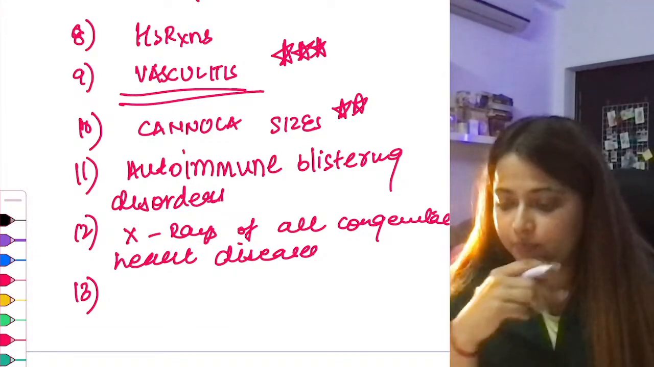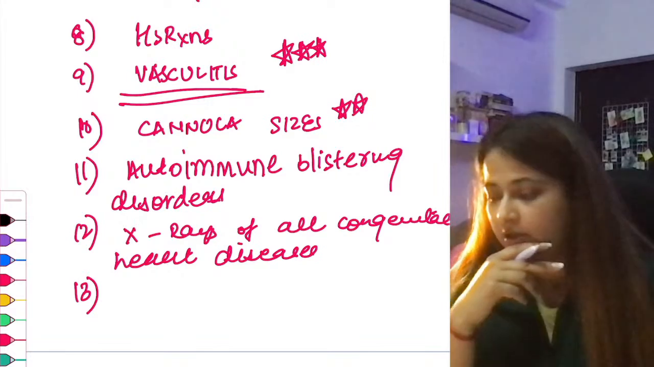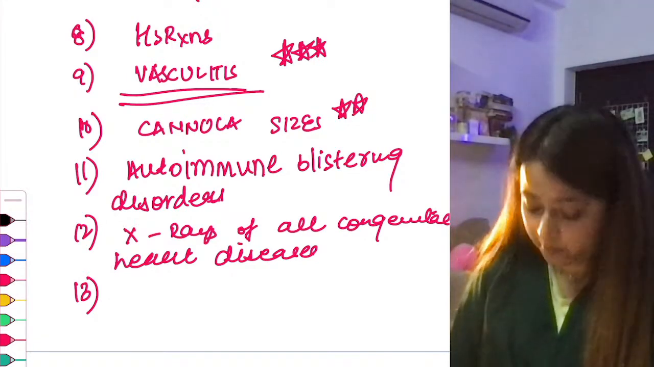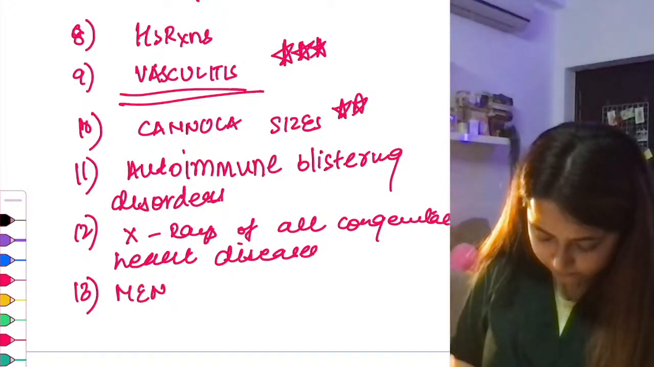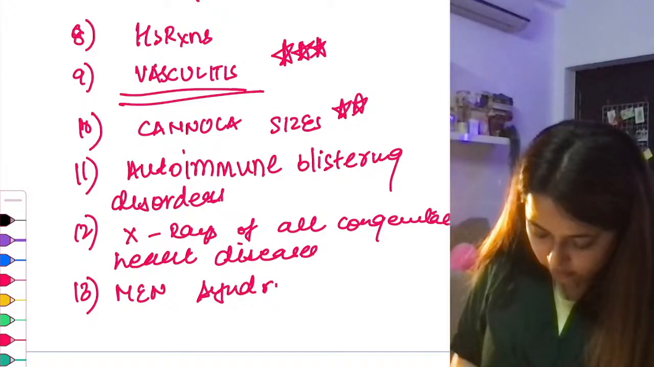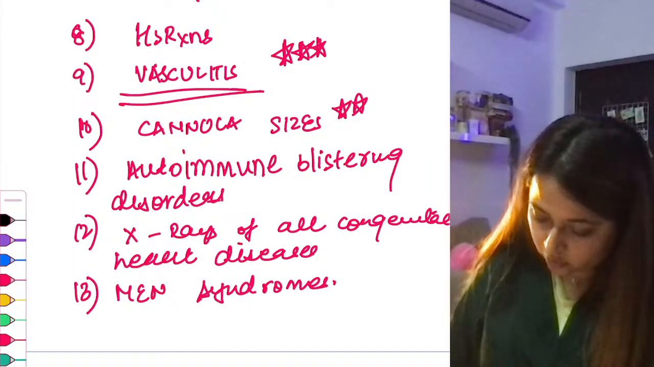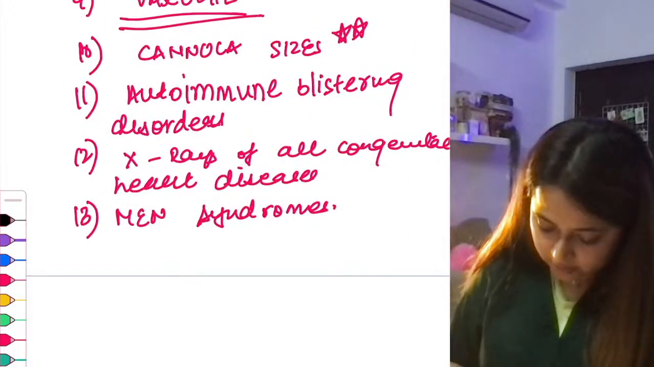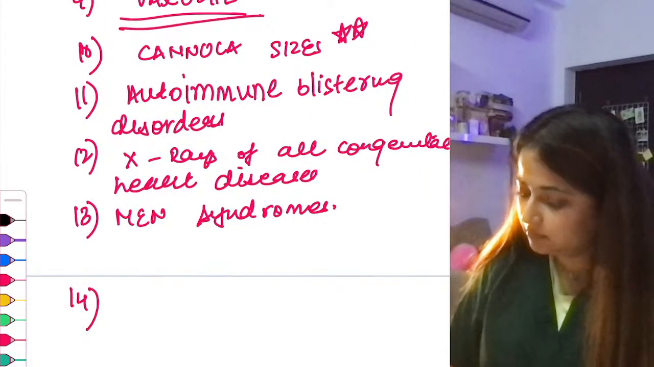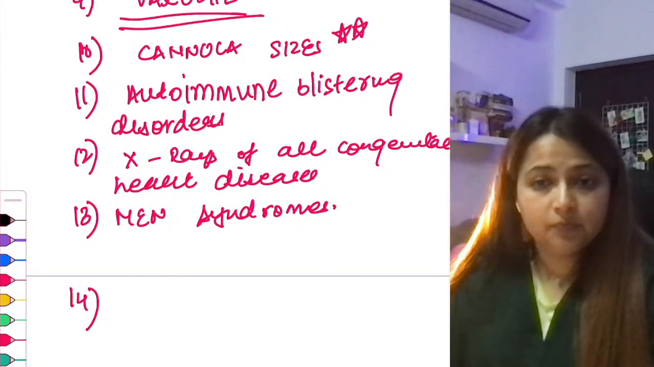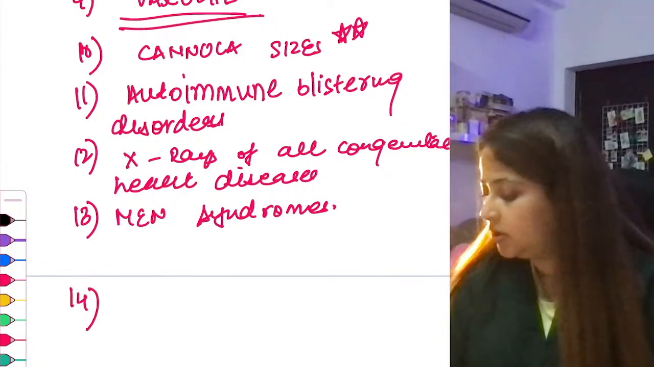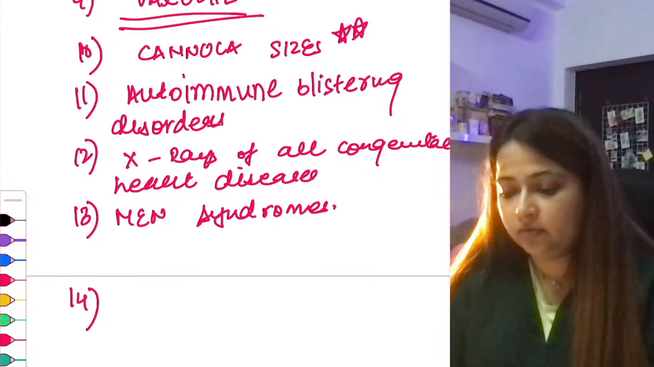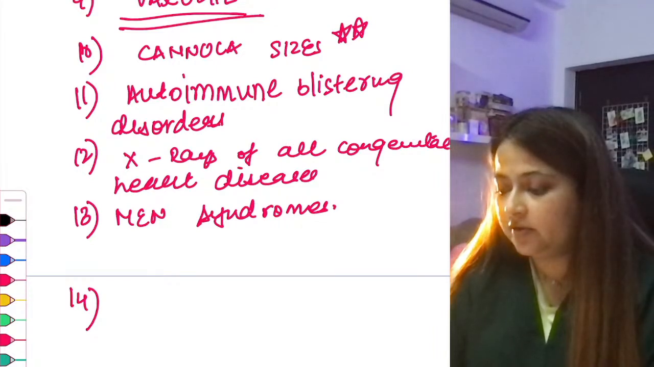Moving on to more high yield topics, we have MEN syndromes. I told you to read about MEN syndromes. They are very high yield, and know what the different varieties are. In the previous years you will see that MEN syndromes are constantly being asked. All of the topics that I'm telling you, please read them from First Aid, they are enough.